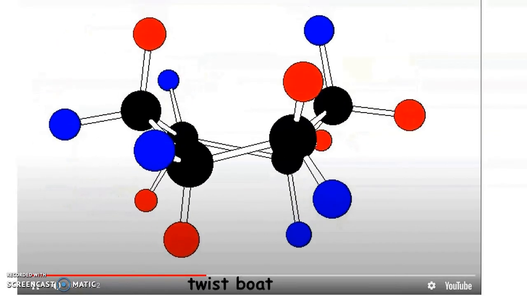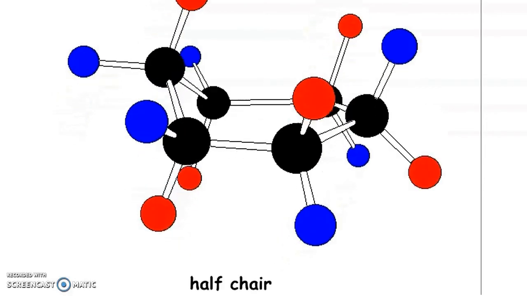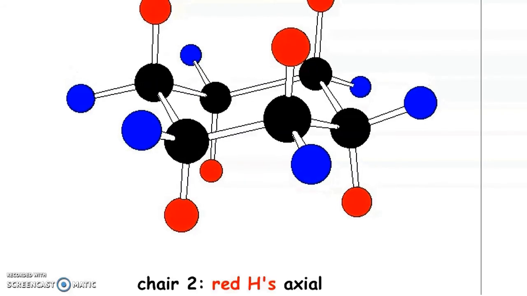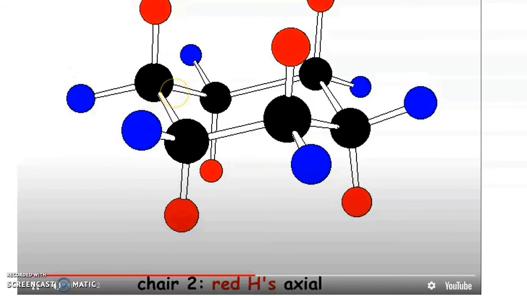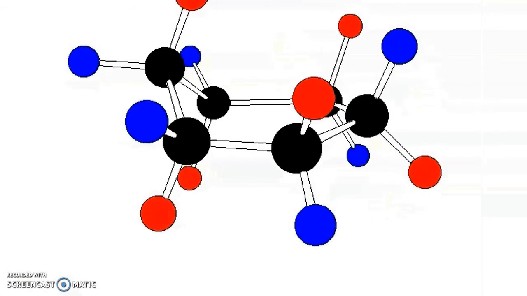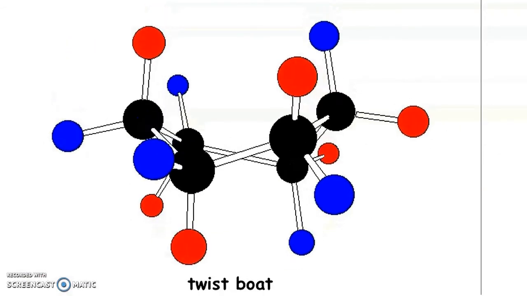Half chair, twist boat, twist boat, half chair, chair. So that is how the rotation or the interconversion happens. Okay, it starts with a chair.